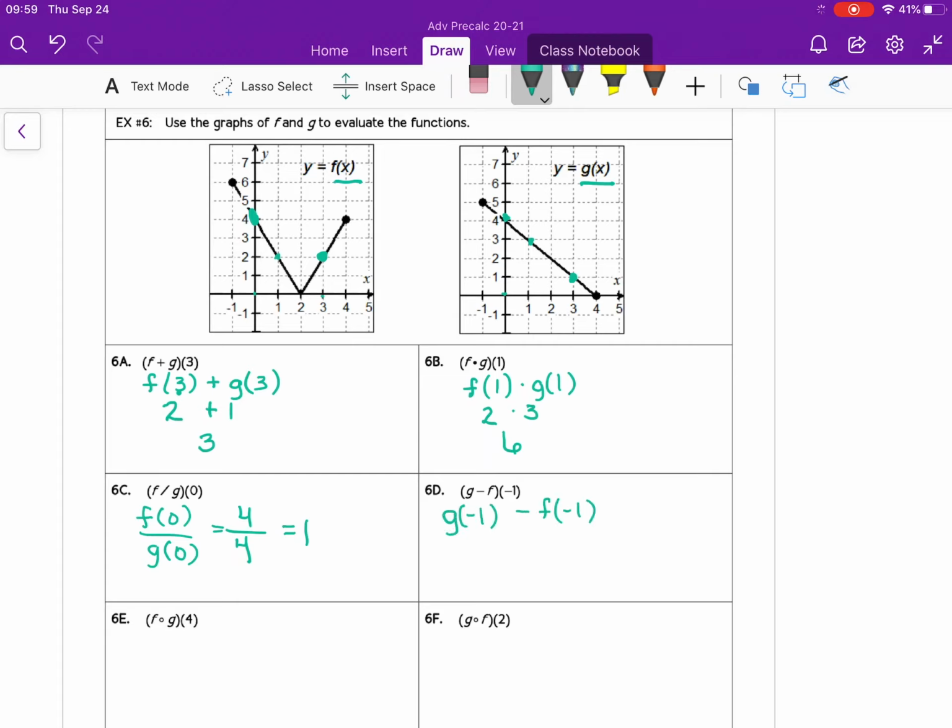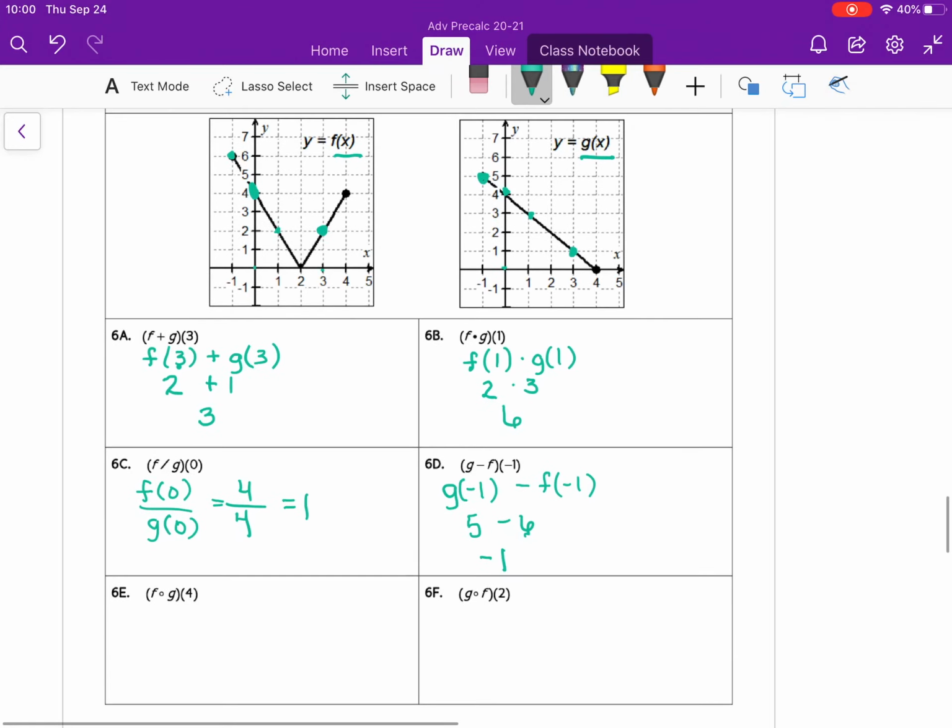All right, what about g of negative 1 minus f of negative 1? So g of negative 1 is 5 minus f of negative 1 is 6. 5 minus 6 is negative 1. To me, those are kind of fun. Some students find that the graphing ones, the composition ones, are not as fun, but I still think they're kind of fun.